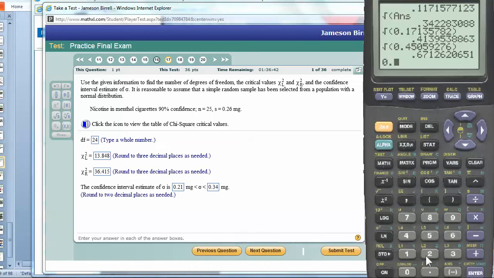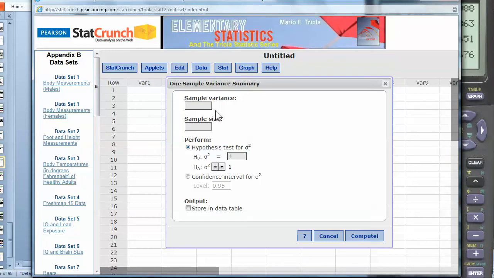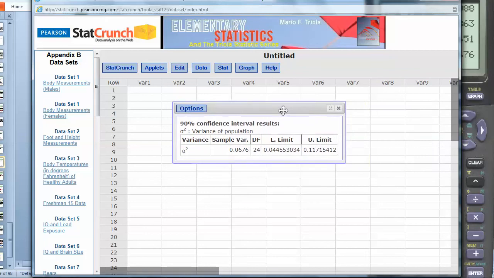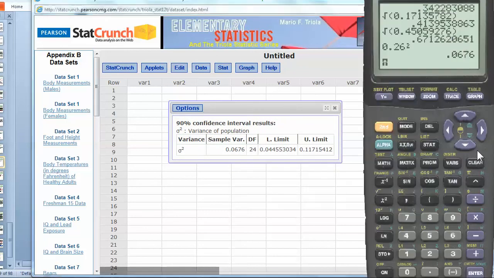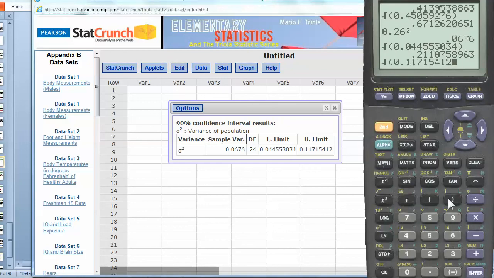So here's 26 hundredths squared, 676. Okay, compute. And now I've got these numbers, which I'm pretty sure will agree. Let me just run them really fast. Alright, they are agreeing. We've got 21 hundredths and 34 hundredths.